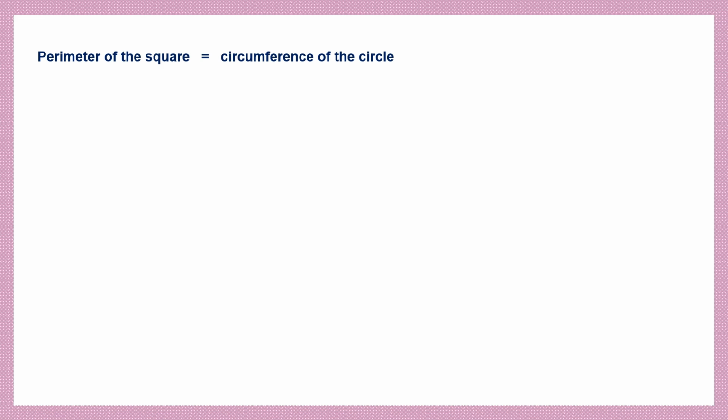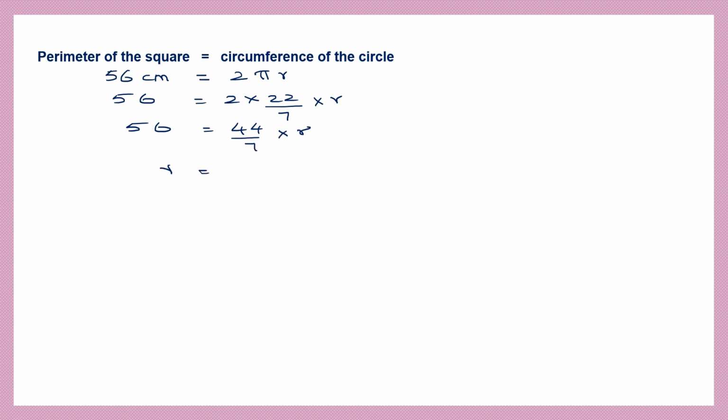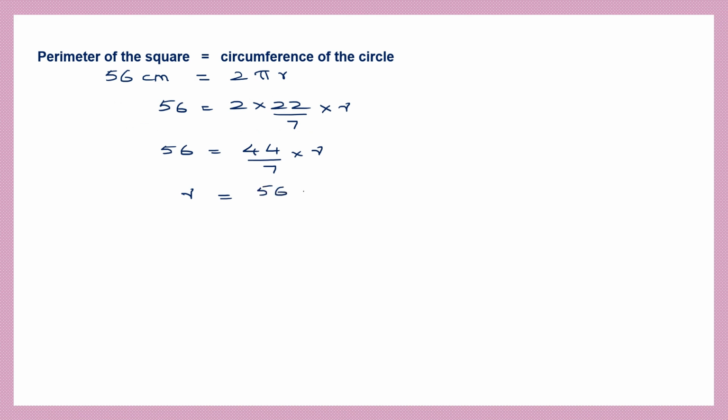So since perimeter of the square is equal to circumference of the circle, we can say 56 centimeters, which is the perimeter of the square, is equal to the circumference, which is 2 pi r. Now once we find r, or the radius, we can find the area. So now let's find r. So this is 56 centimeters is equal to 2 into 22 by 7 into r. So 56 is equal to 44 by 7 into r. Now let's find r. R is equal to 56 divided by 44 by 7.